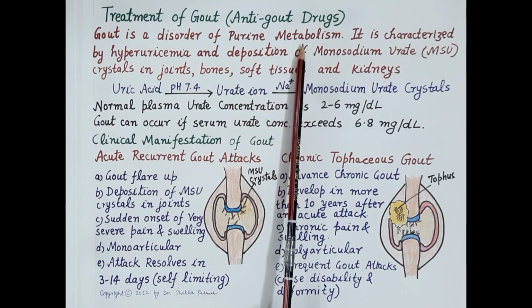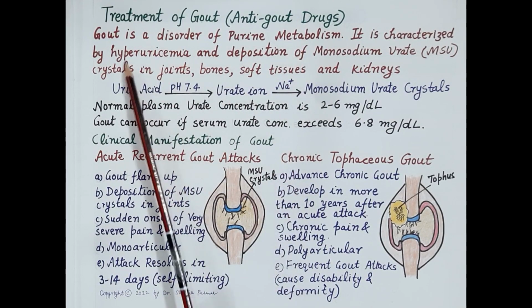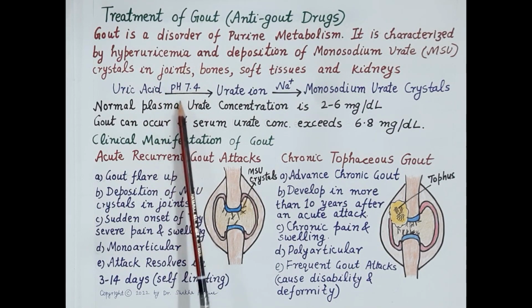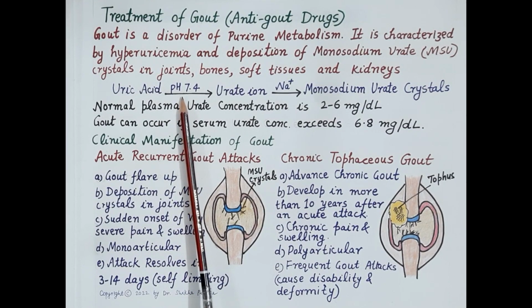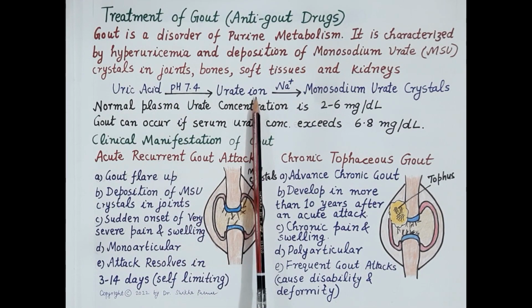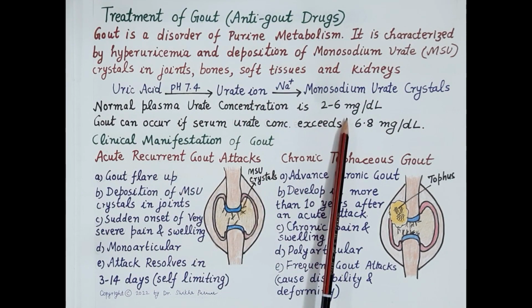Now, when these purines break, they produce uric acid. Now, excess uric acid in the blood, that is hyperuricemia, causes gout. Now, at physiological pH of 7.4, uric acid exists as urate ions. Now, normal plasma urate concentration is 2 to 6 mg per deciliter.